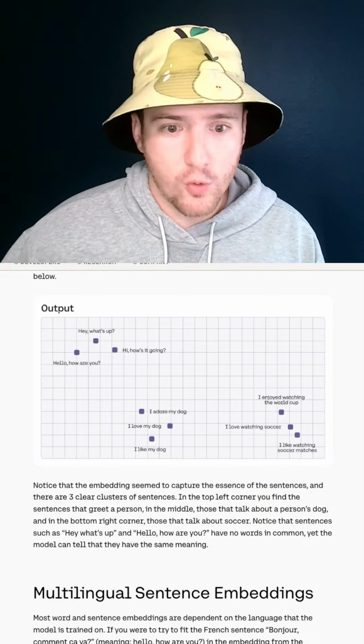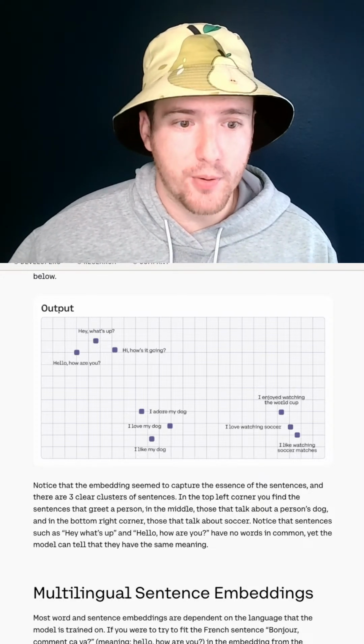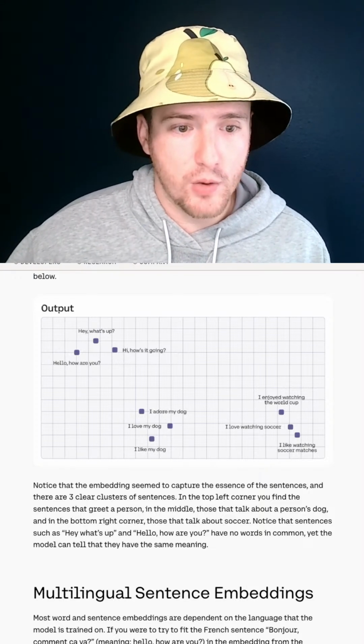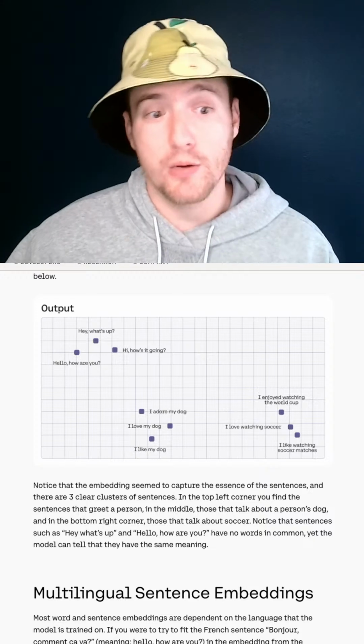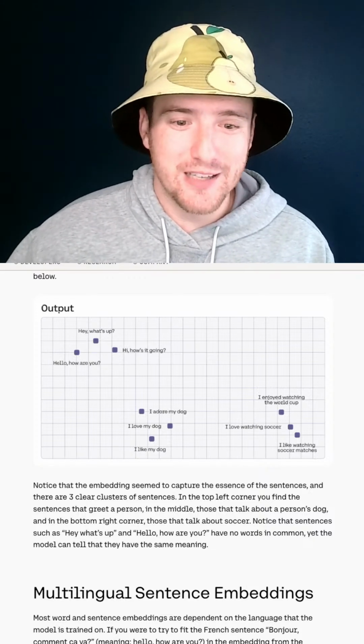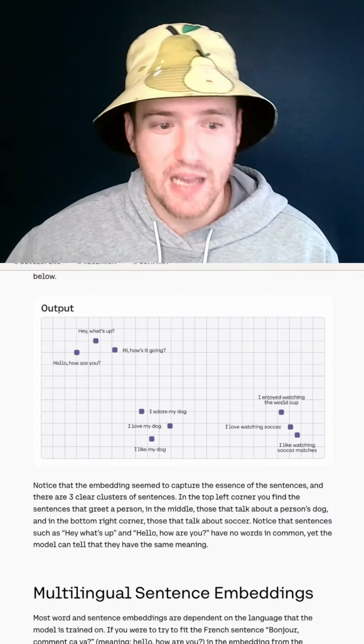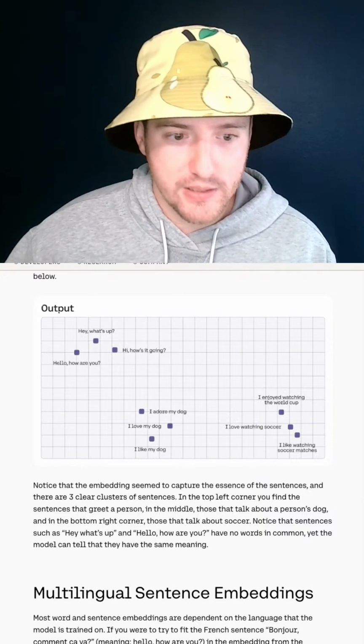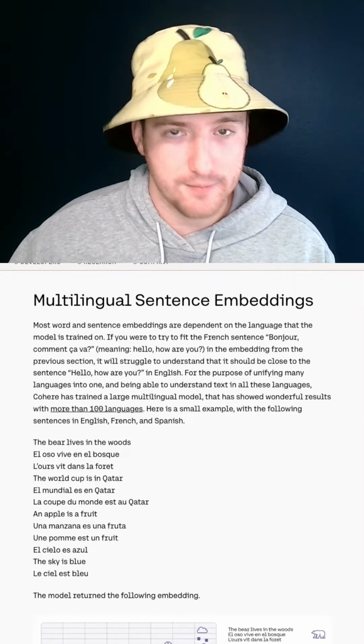In the top left corner, you find the sentences that greet people, in the middle, those that talk about a person's dog, and in the bottom right corner, those that talk about soccer. Notice that sentences such as, hey, what's up, and hello, how are you, have no words in common, yet the model can tell that they have the very same meaning.